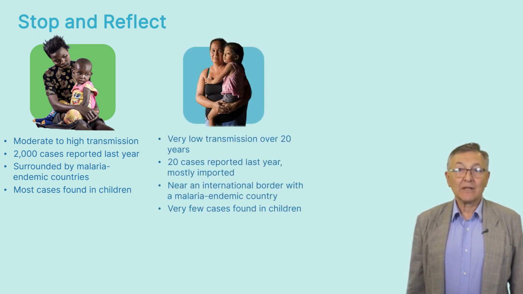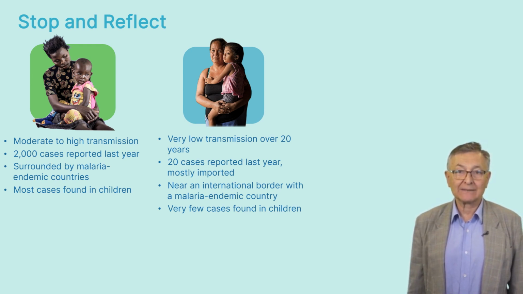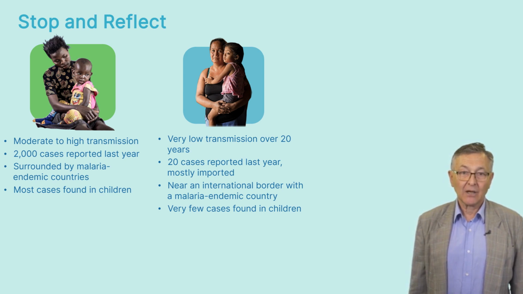By contrast, the woman and her daughter on the right live in an area that has had very low malaria transmission for the past 2 decades, and only 20 cases were reported last year, most of which were imported because this area is located near a country that is malaria endemic. Because most of the cases were imported and there is a low level of transmission, most of the cases were in adults.